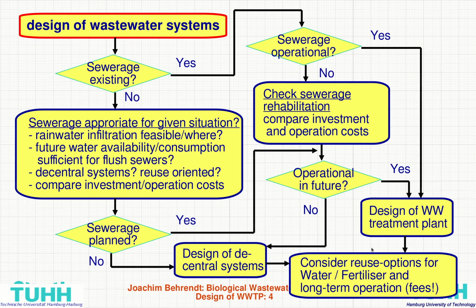Of course, you can then consider reuse options of the water. For example, we have many water shortage regions, and there also well treated water has a price or a benefit. If this is not the case, you can check if the sewer can be rehabilitated. Finally, you also have to compare investment and operation costs, and then check if this is operational in future. If this is the case, you can also go to the design.